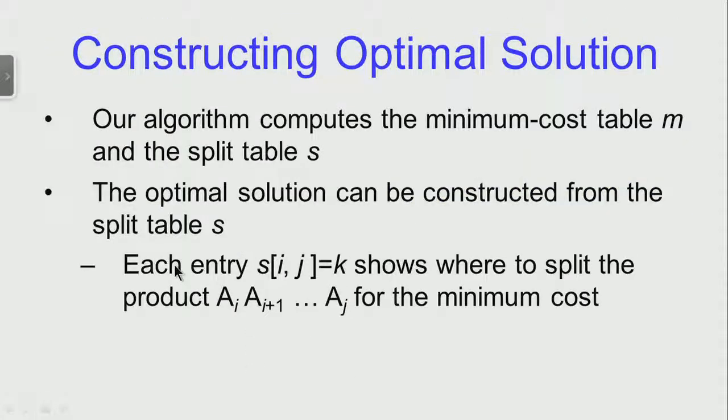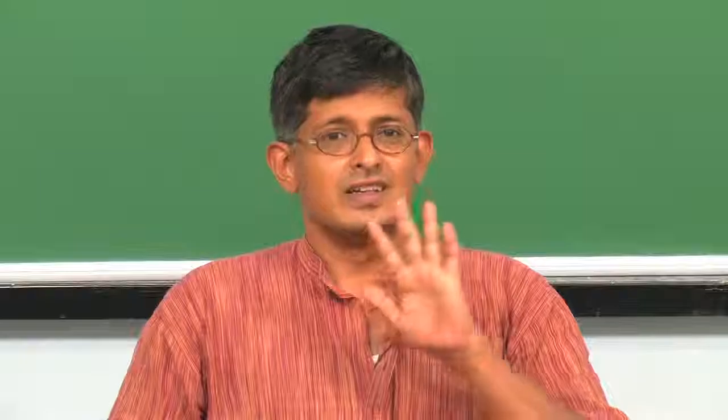The split table is used to compute an optimum solution. The algorithm computes first the min cost table M and the split table S, as we saw in the previous slide, and the optimum solution can be calculated from the split table using the value k, which is stored in S of i comma j. This enables us to compute S of 1 comma n recursively. Thank you.